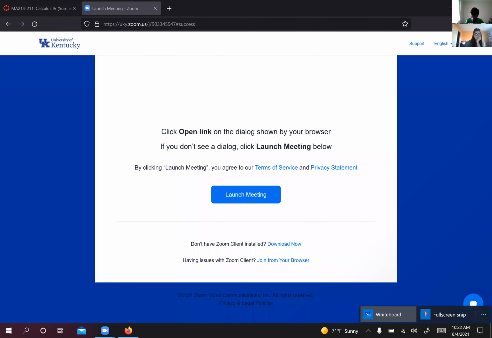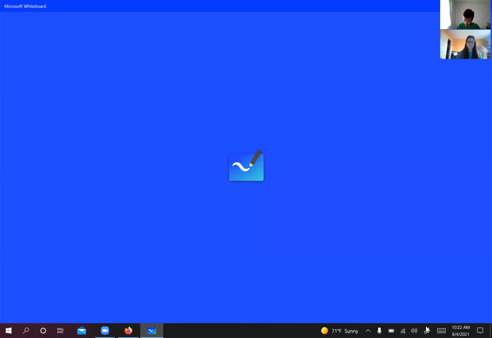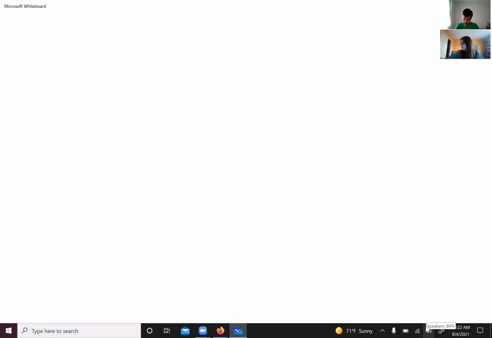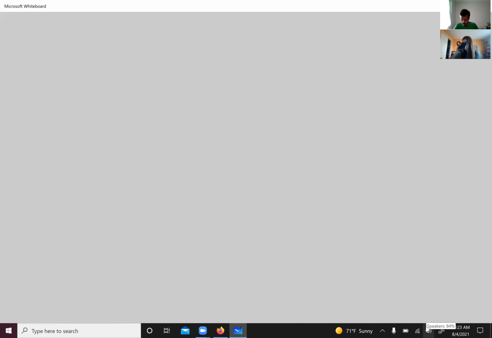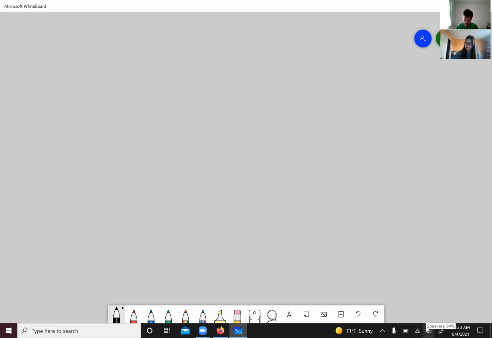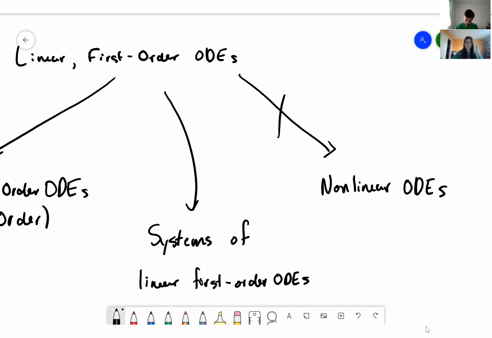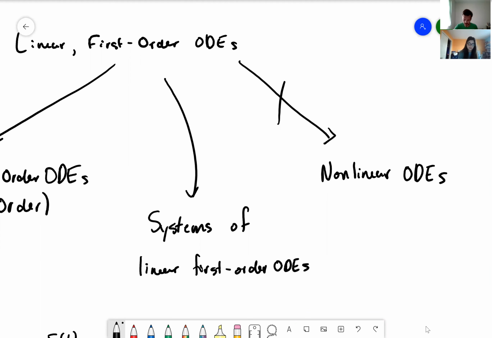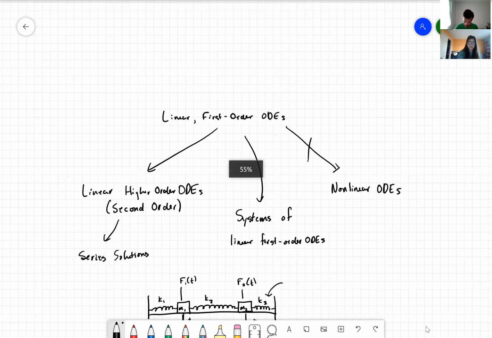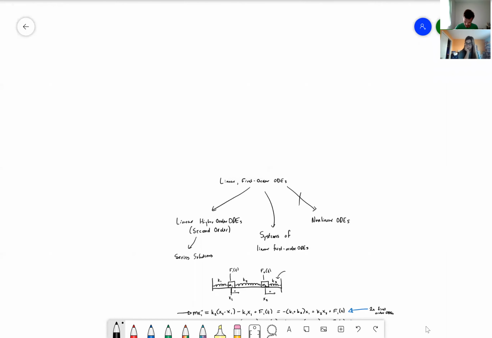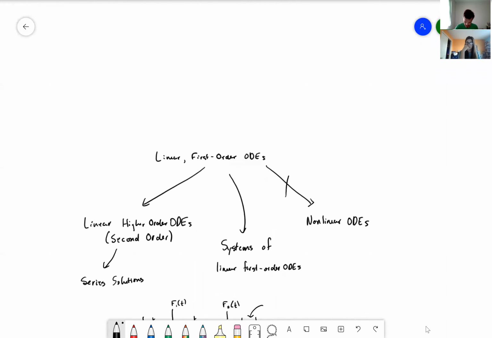Screen. Okay, I can see, oh, too small. I can see where we left off last time.